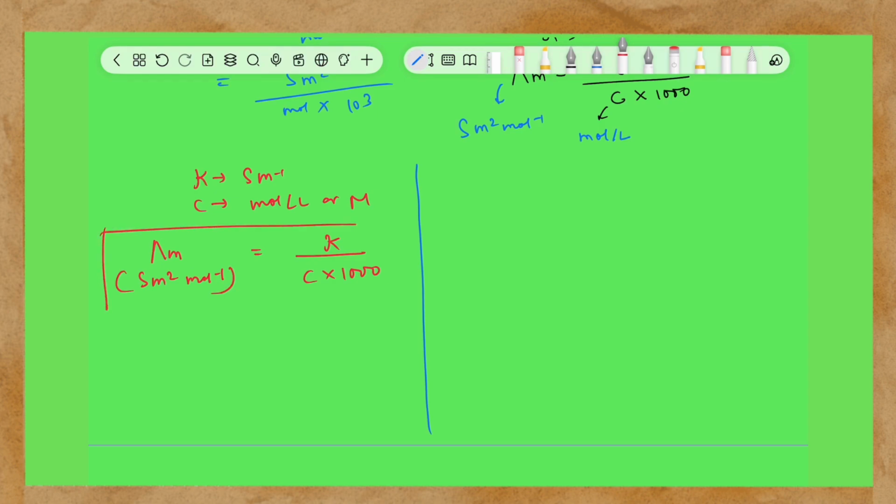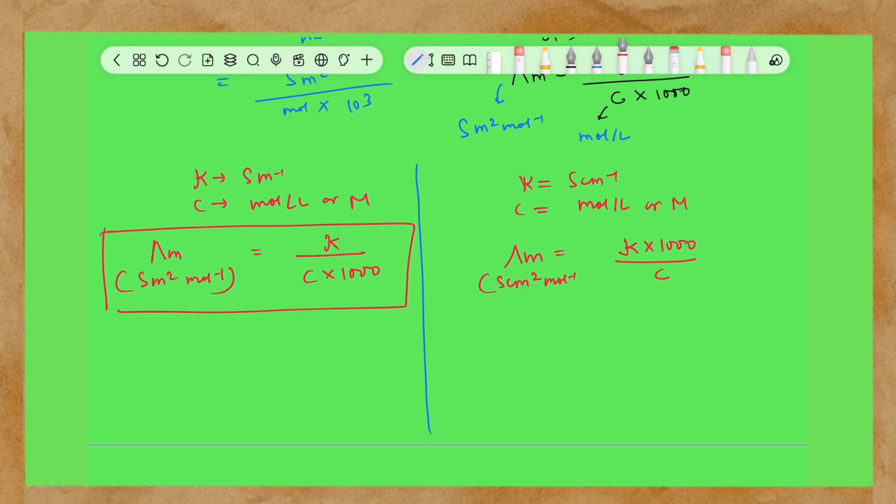But if I am using kappa in Siemens per centimeter, which is not an SI unit but is used practically, and concentration is in mole per liter, that is a molar solution, then lambda m will be equal to kappa into 1000 upon concentration, and here lambda m will be in Siemens centimeter square per mole. So we have derived two formulas.